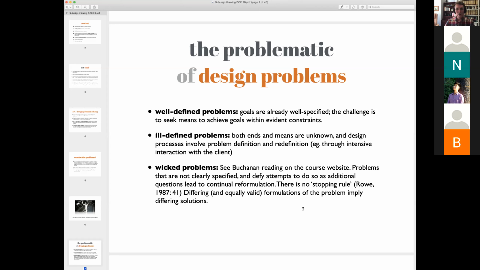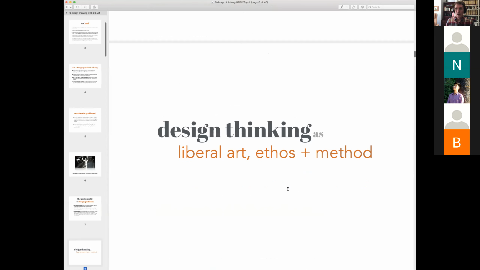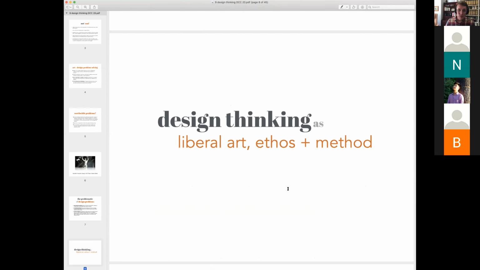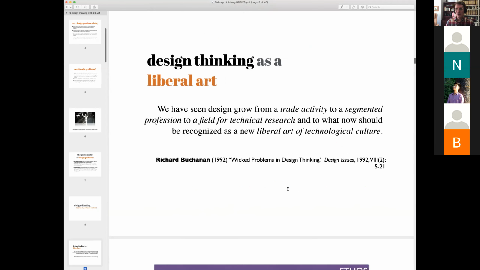Okay, so closed problems. A lot of the big issues, the stubborn issues that don't go away in society, are not closed problems. And if you just start to find the answer, you discover that there is no the answer, there are multiple answers. And then you come down to often a range of what we call normative or value judgments about the relative preference of an answer. So let's briefly think about design thinking as a liberal art, as an ethos, and as a method, okay?